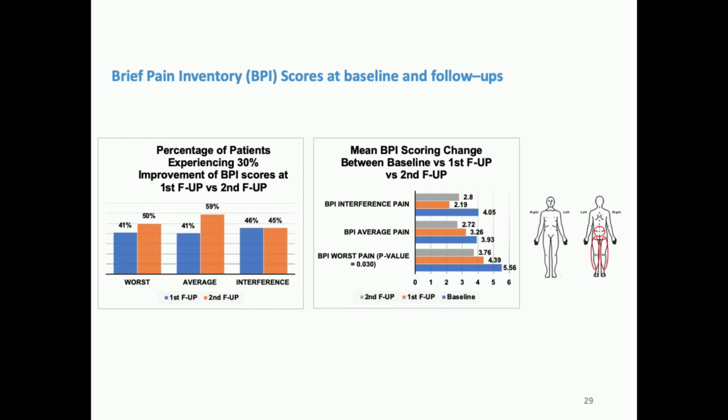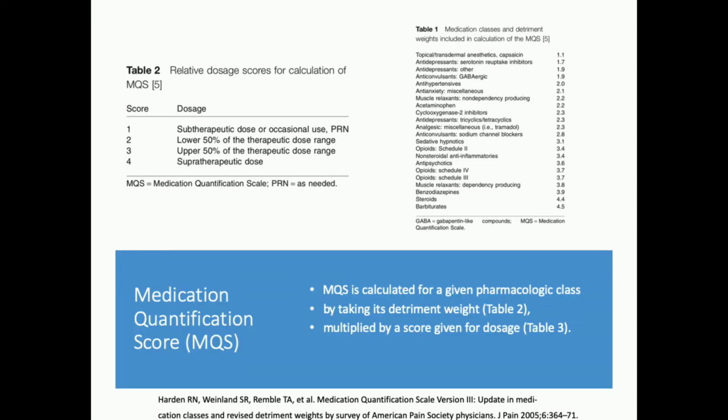Now the BPI, we have seen how the BPI works, and again, you can see the improvement of patients: at least 30%, and 41% of patients in the first follow-up, 50%, experiencing a 30% improvement, okay, so quite something. And the mean BPI score, with interference. Unfortunately, because of the sample size, only the BPI for worst pain was really responding.